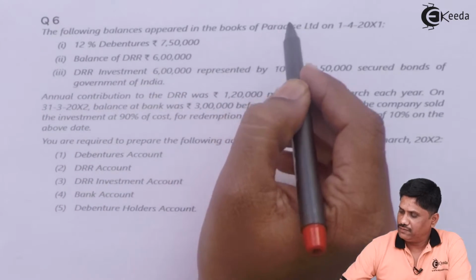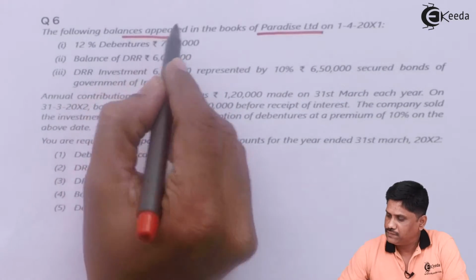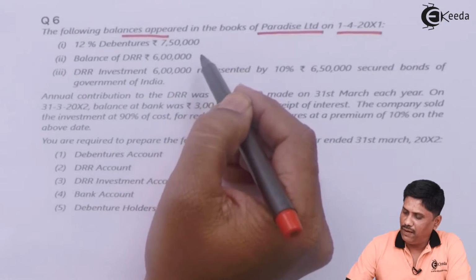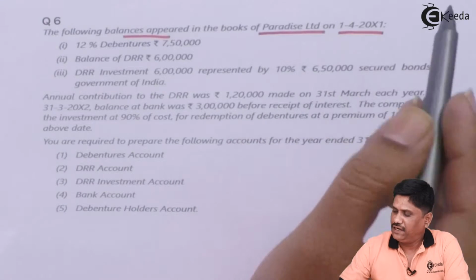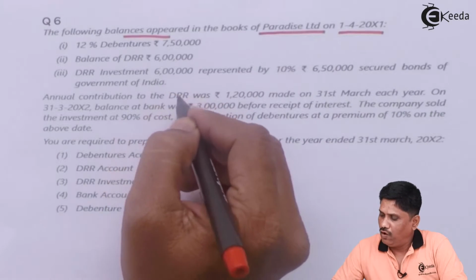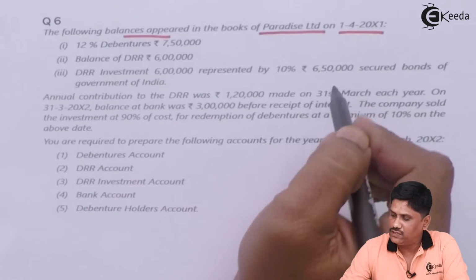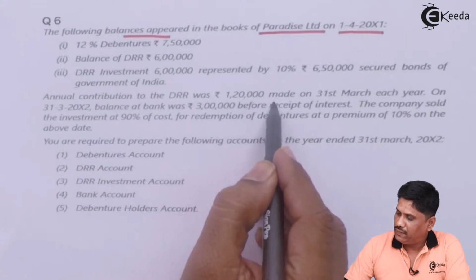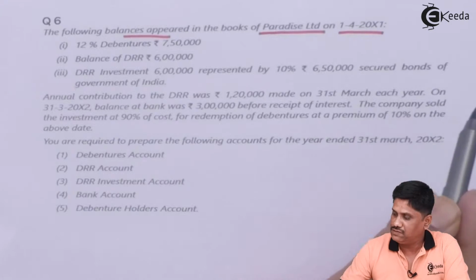Following balances appeared in the books of Paradise Limited. On 1st of April 2000, 12% debentures balance, DRR investment rupees 6 lakhs, represented by rupees 6,50,000 secured bonds of Government of India. So 6 lakh rupees is the cost of our investment, but its face value is 6,50,000. Annual contribution to DRR was 1,20,000 made on 31st March every year. So every year on 31st March we will do this.